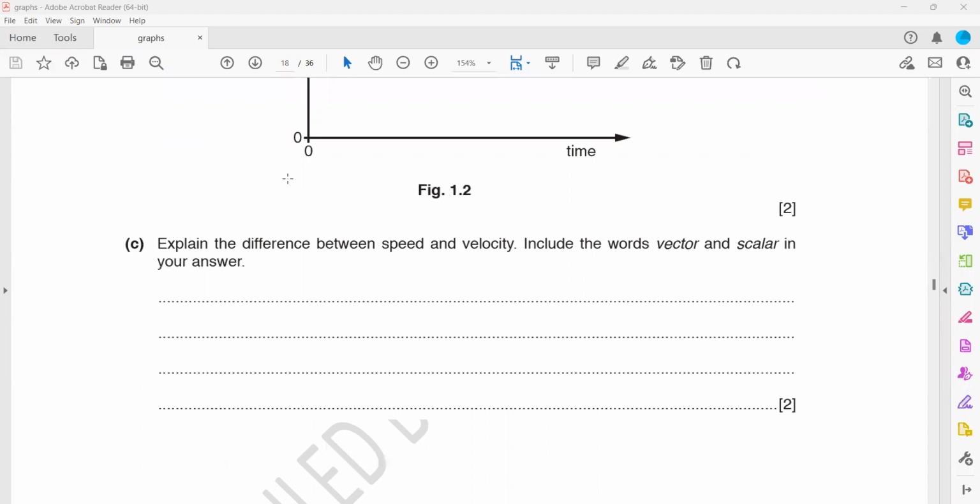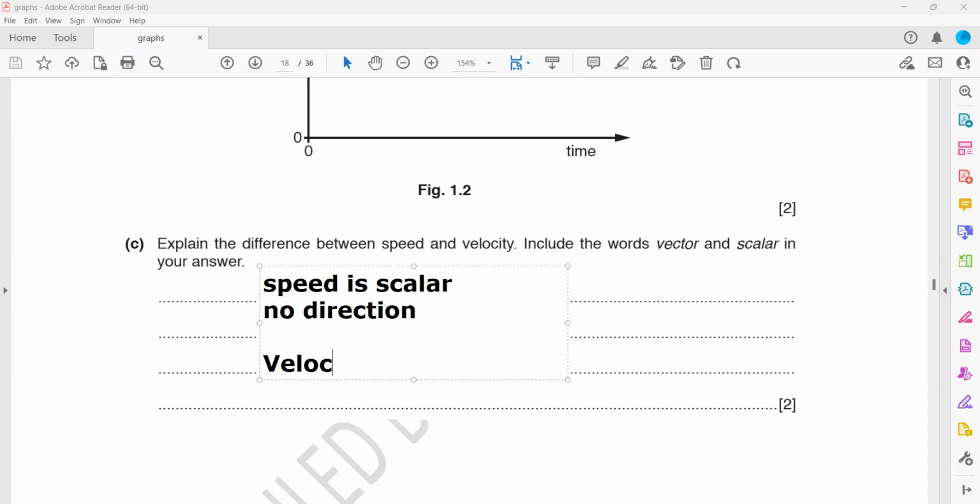Explain the difference between speed and velocity. Include a word, vector, and scalar. So speed is a scalar quantity because there is no direction, whereas velocity is a vector quantity because it has direction.